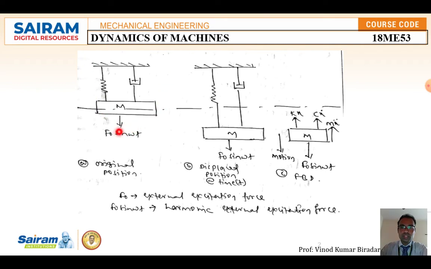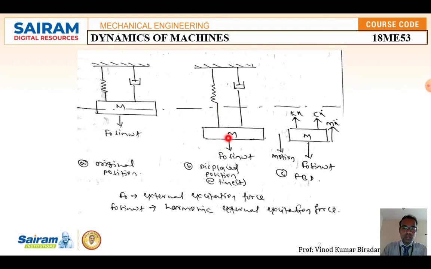If you displace the mass by a distance of x, you are applying the external force here. F naught sine omega t will pull in the downward direction. That pulling downward direction with respect to time t is shown in figure b. Observe that here the mass is in the equilibrium position, whereas here the mass is displaced some distance from the equilibrium position. That distance is pulled with a harmonic force, F naught sine omega t. This is the difference between figure a and figure b.